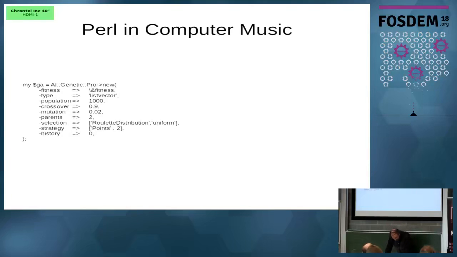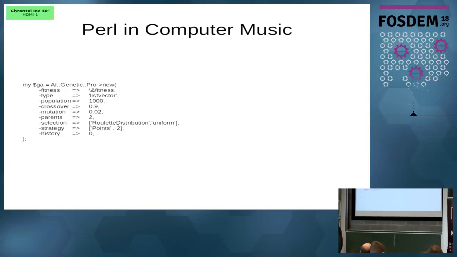Okay, and when you start doing a genetic algorithm with AI Genetic Pro, there are several things you need to give it. First, a reference to the fitness function, because you need to write your own. You need to write your own because the fitness function is specific to the problem you're trying to solve. The rest of the parameters are pretty straightforward.